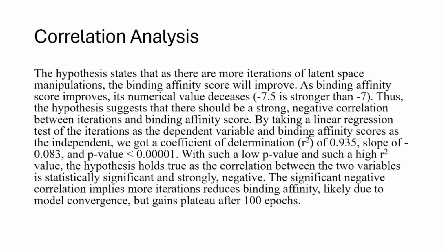Although it looks backwards that the numbers are negative and seem to decrease, negative 7.5 is stronger than negative 7 because of how binding affinity is scored. And the strong correlation coefficient and low p-value show that there's a very strong correlation between the number of iterations we do and how well the drug comes out. On top of this, the slope of negative 0.083 shows that after one iteration, we can estimate an improvement of 0.083 in the binding affinity score. However, this score does start to plateau after 100 epochs due to model convergence.